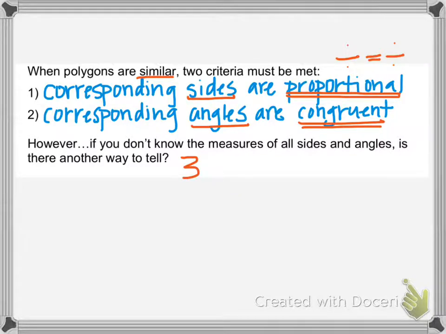I want you to think back to when we learned about congruent triangles. Congruent triangles, not similar, but congruent. And we learned about SSS, SAS, and ASA. Those were the shortcuts. We have some similar kind of shortcuts to prove that triangles are similar. So that's what we're going to learn about now.